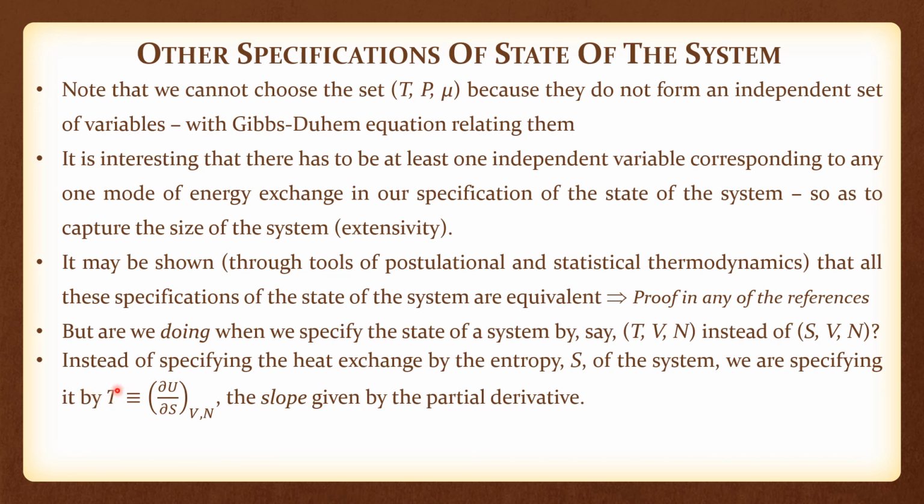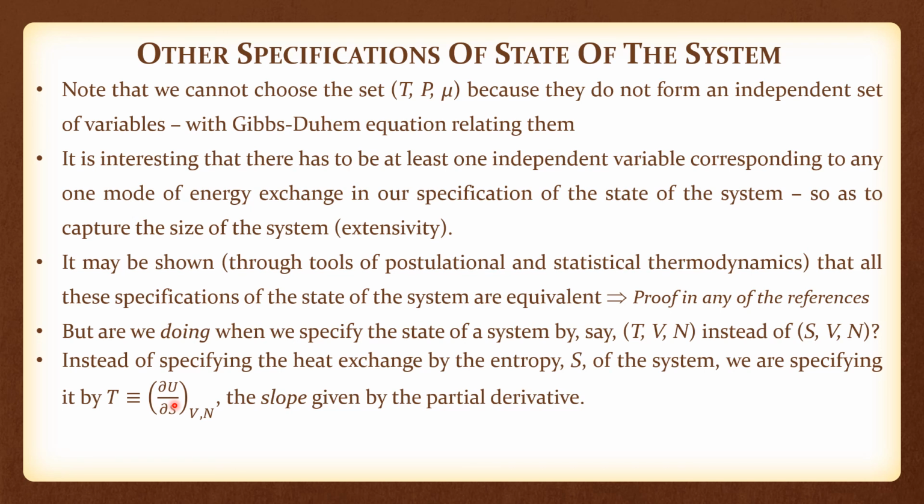This is like a coordinate transformation, isn't it? Now I am changing my independent variable. Suppose I have y as a function of x. Now I am changing x to be something else. What am I changing x to be? I am changing x to be the slope dy by dx, right? That's what I am doing effectively.